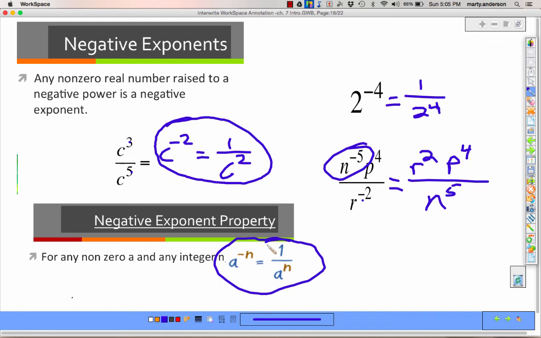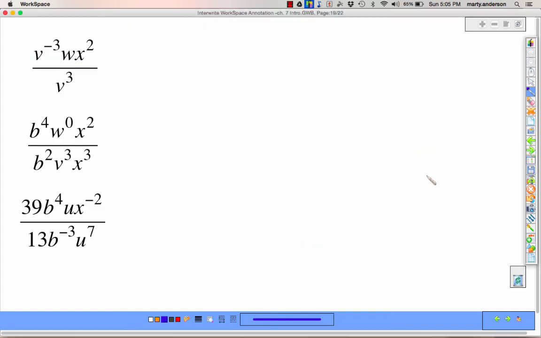Here it is, all the marbles. A to the negative n is equal to 1 over a to the n. Negative exponent on top goes down, negative exponent on the bottom comes up, and vice versa.